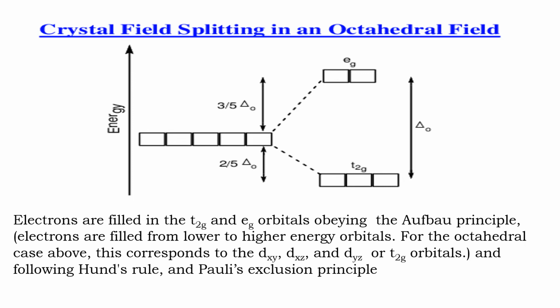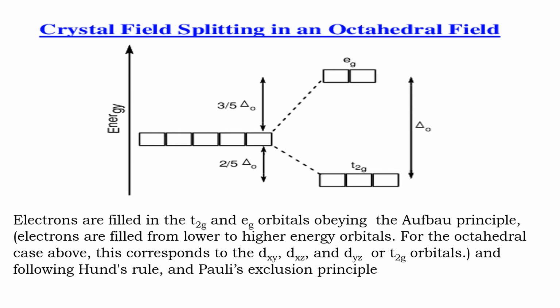Then during filling of electrons, we have to consider Hund's rule. What is Hund's rule? Pairing of electrons can only occur after all the available orbitals are half filled. And we have to think about the Pauli exclusion principle. What is the Pauli exclusion principle? An orbital can accommodate a maximum of 2 electrons. So after crystal field splitting, we have to enter electrons into t2g and eg orbitals, obeying the Aufbau principle, Hund's rule, and the Pauli exclusion principle.